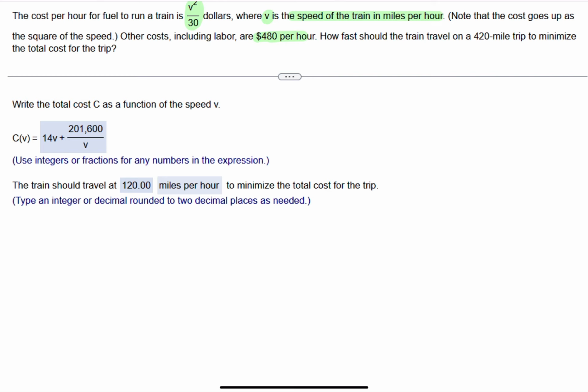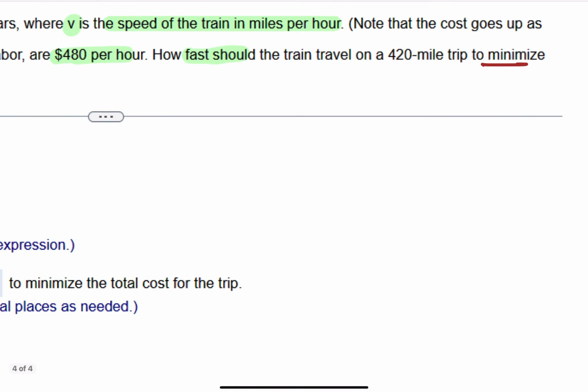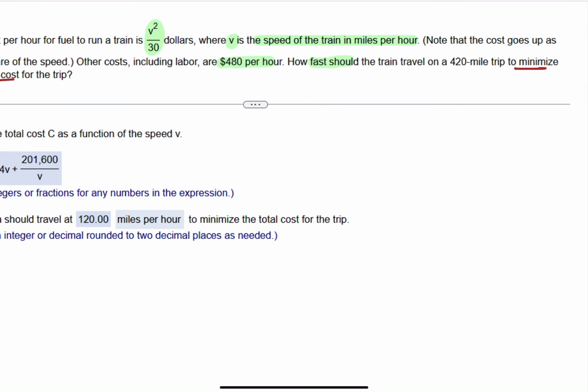They're asking me how fast should the train travel to minimize. So what they're asking me here is the speed of the train. How fast should the train travel? Let's go ahead and see what we have. They're asking us to minimize the cost. So the cost, let me plug it here. Again, V squared over 30 is the dollars, and I have 480 per hour extra.